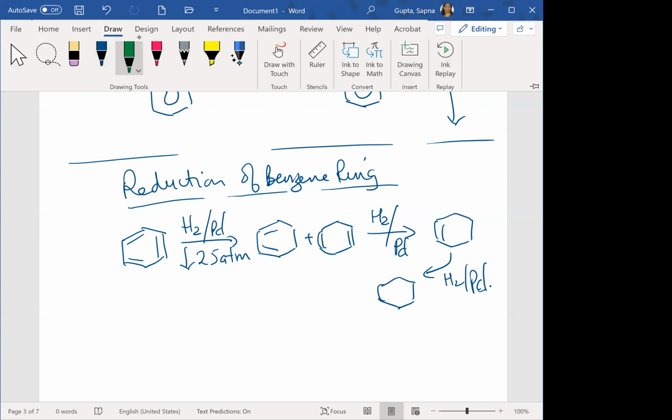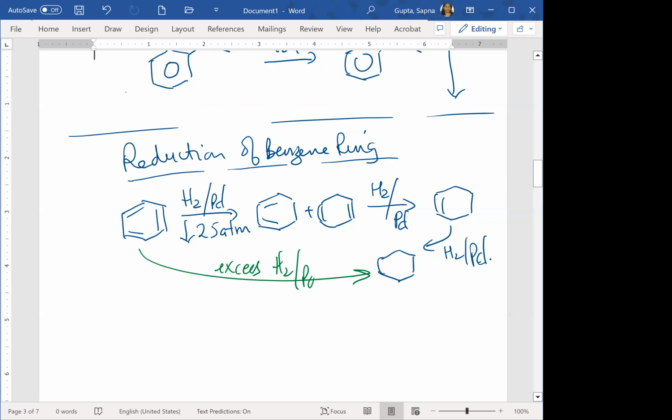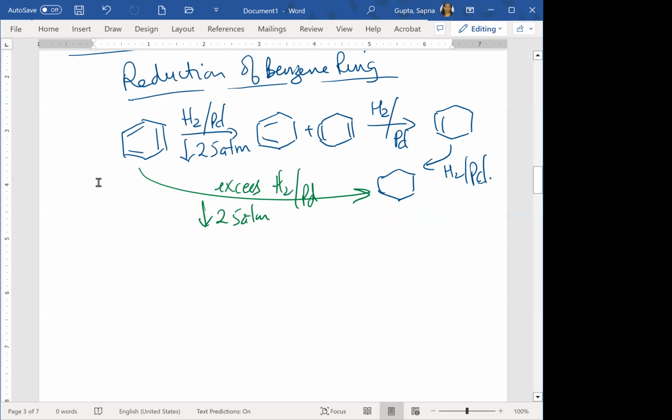So that's one possibility. The other thing is you can go directly. If you have excess hydrogen and palladium at 25 atmosphere pressure, the downward arrow shows you pressure, you can go directly there instead of going step by step, because it's really hard to isolate anything in the middle anyway. So you might as well go all the way. So this is one reduction, which nobody does. Nobody does the reduction on benzene ring because it's very hard to do.